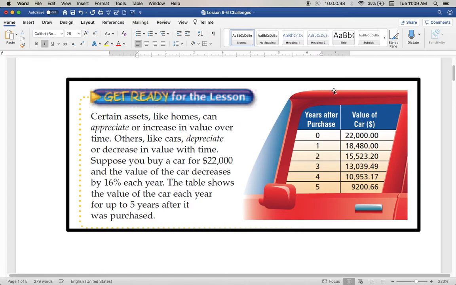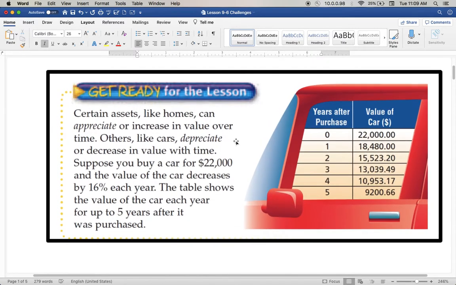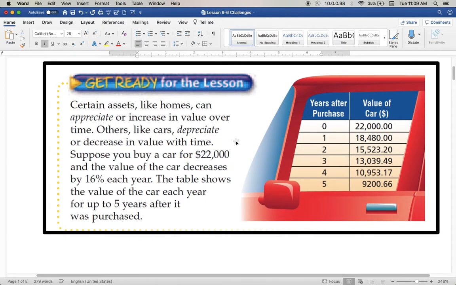It's about car depreciation. I took this right from the book, and it basically reminds you, you may not know this, that most of the things we buy tend to depreciate, or lose value over time. Cars are a prime example of that. In this case, when the car is brand new, it's worth $22,000. A year later, it's worth about $18,500. And then, as you can see, as the years go by, it has less and less of its value remaining.